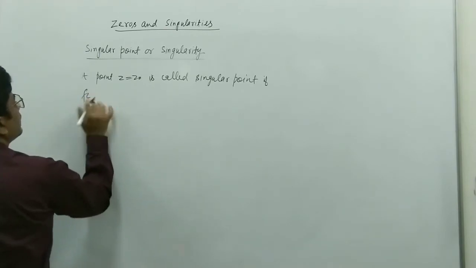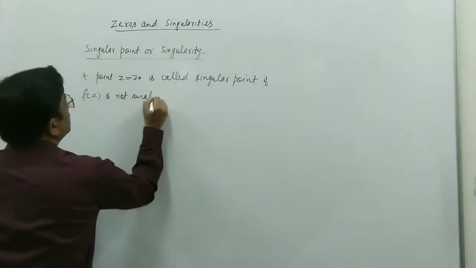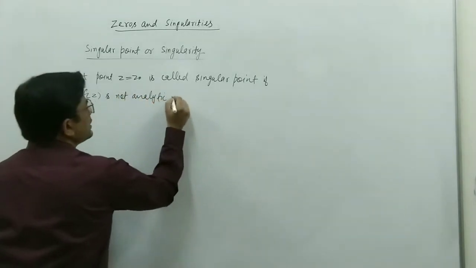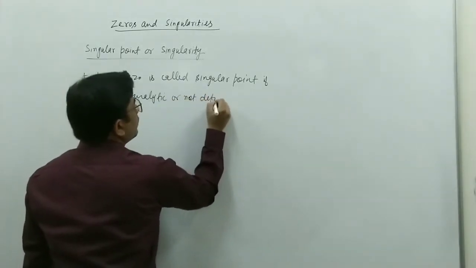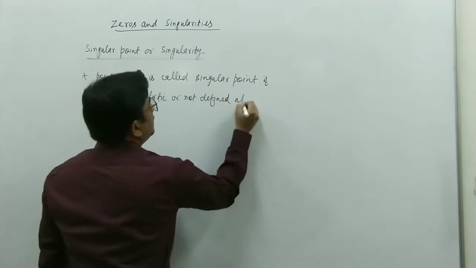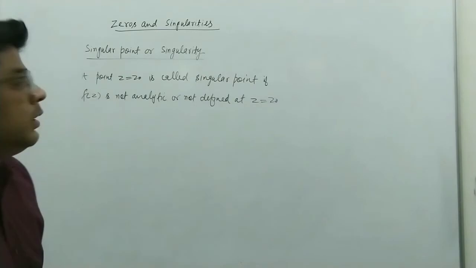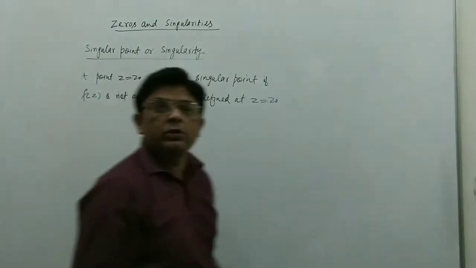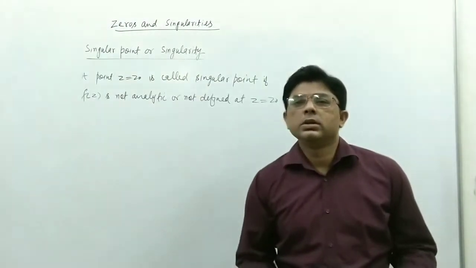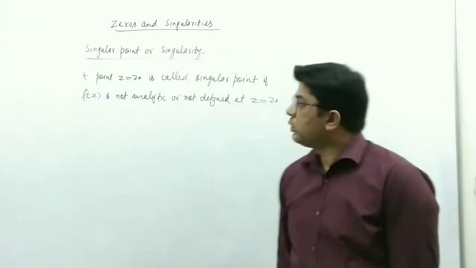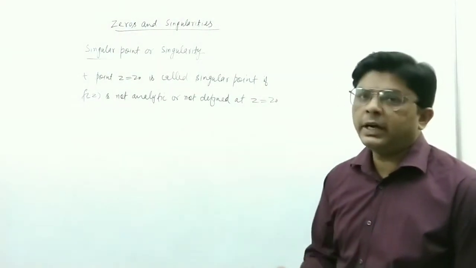f(z) is not analytic, or we can say that even not defined at this point z equal to z naught. Okay. So if a function is not defined or not analytic at some point, then that point is called a singular point or singularity. Also, suppose the function is given in the form of some, let us take a rational function.